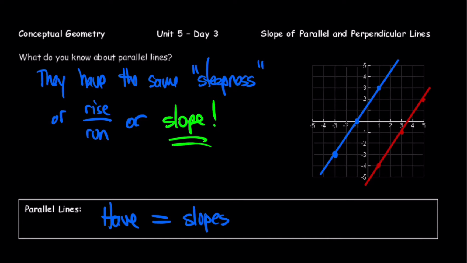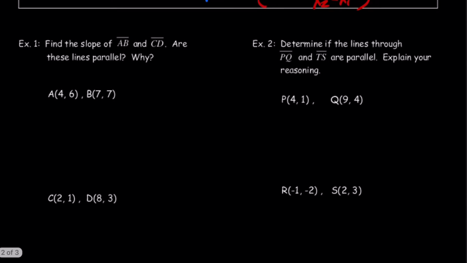Now, we're not going to be graphing all of these. You need to determine this algebraically. So we're going to use our slope formula. I'll remind you of what that is right here. In today's lesson, on two different lines, we're determining: are they equal? If so, they're parallel. Are they not equal? If so, not parallel. So it's a pretty simple task, just a little bit of work.